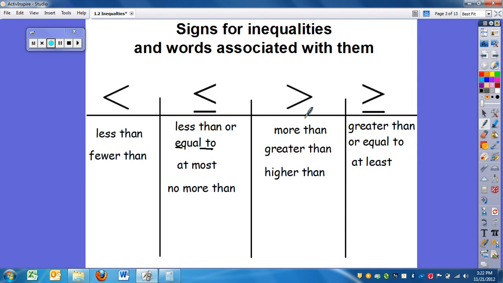We have the greater than sign, more than, greater than, or higher than. Again, there's probably a few others you can think of. And then when you have the bar underneath it, now it's greater than or equal to or at least. The two that tend to give students the most trouble are at most or at least. But if I tell you you can have at most 5 cookies, that means you can have 5 or less. If you can have at least 5 cookies, that means you can have 5 or higher. You kind of have to put it in context to help you out.